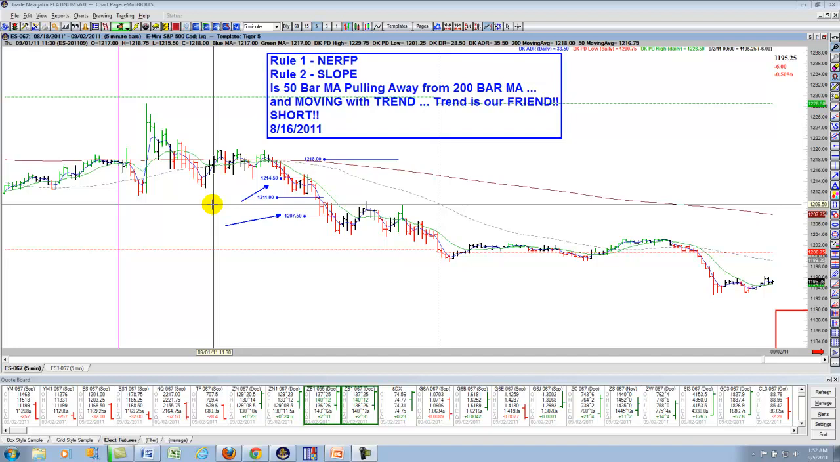We're looking at red bars in this case only, looking at the low of the market, the high of the market, where the 50 bar MA is, and where the 200 bar moving average is. And that is basically the whole trading strategy in a nutshell.